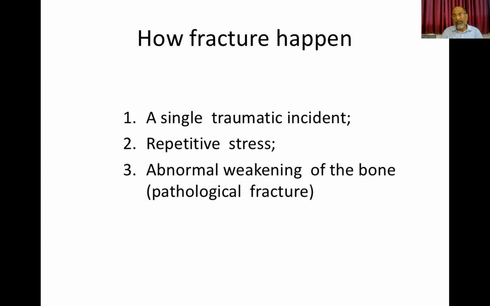Number two, the second cause of the fracture can be repetitive stress, and that is called a stress fracture. And number three is abnormal weakening of the bone. So there is some kind of weakness within the bone that causes the fracture to occur. The causes of weakness of the bone may be many: nutritional, pathological, or physiological weakening because of so many reasons.